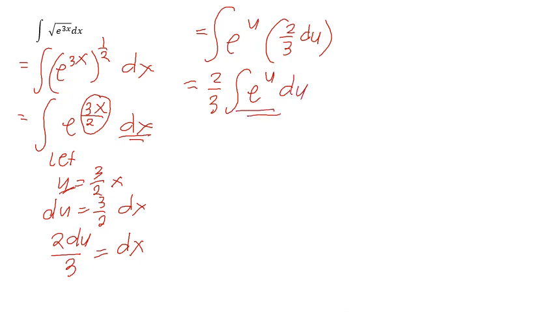Now we do have a basic formula for this. For exponential functions, we have 2 all over 3, and the integration of e^u du is simply equal to e^u plus c. So we will have 2 all over 3. We will go back to the original variable from the given. So we have 2 all over 3 e raised to u, which is equal to 3 all over 2 x, plus c. Now, this is the final answer.